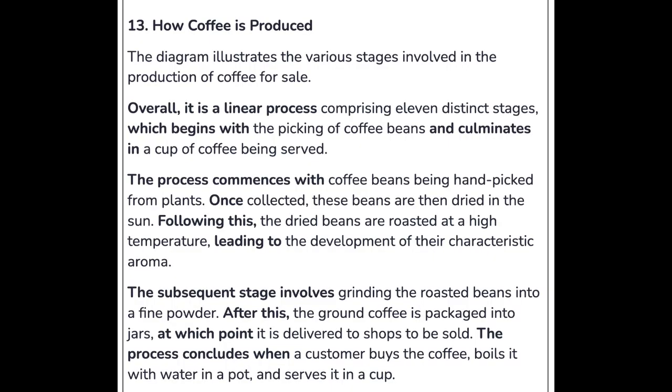The process commences with coffee beans being hand-picked from plants. Once collected, these beans are then dried in the sun. Following this, the dried beans are roasted at a high temperature, leading to the development of their characteristic aroma. The subsequent stage involves grinding the roasted beans into a fine powder.